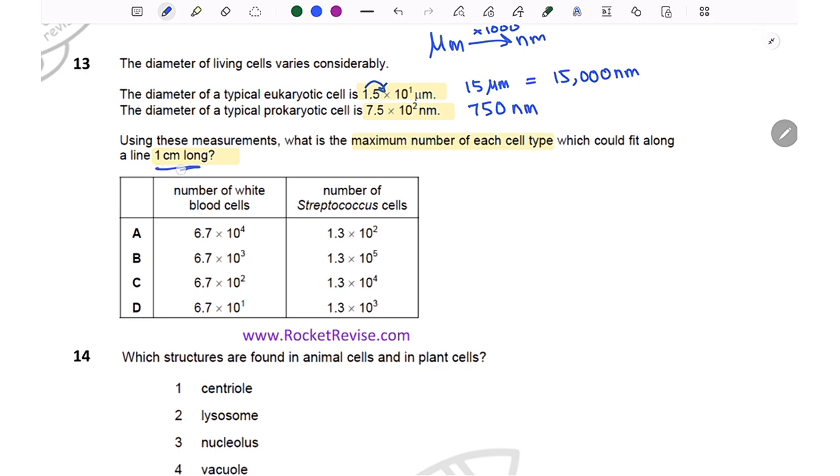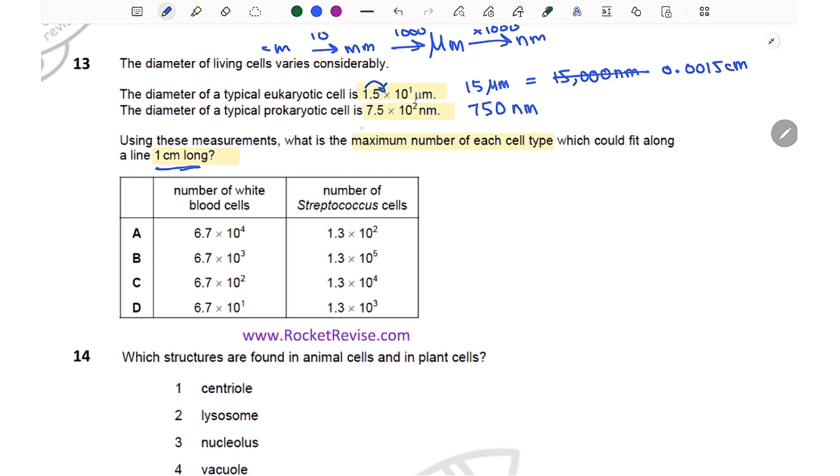Or since they've given it in centimeter, how about we just keep everything in centimeter? So millimeter, centimeter. So this is times 10 and this is times 1000. So 15 micrometer, you're going to make it a centimeter, so you're going to divide it by 1000 times 10. That is 10,000. When you divide 15 by 10,000, you end up with 0.0015 centimeter.